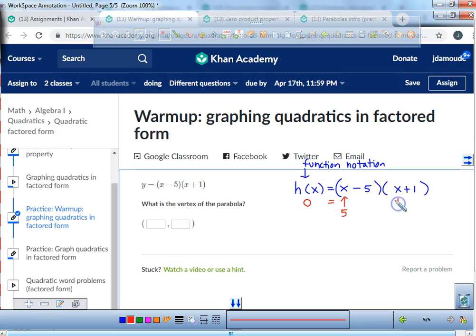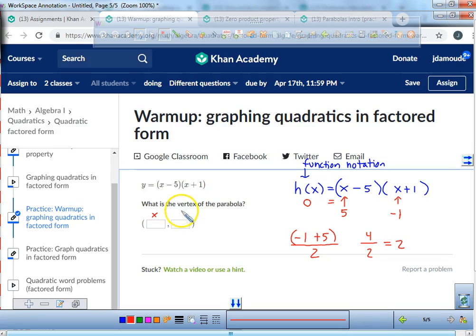Okay? What number could I plug in right here to make this particular expression equal to 0? -1. Now, what did we say about the vertex? The x value for the vertex is always perfectly in between those two numbers. So watch what I'm going to do. Take -1. I'm going to add 5. How do I find the halfway point between them? Add them together and divide it by 2. -1 plus 5 is 4. 4 divided by 2 is 2.